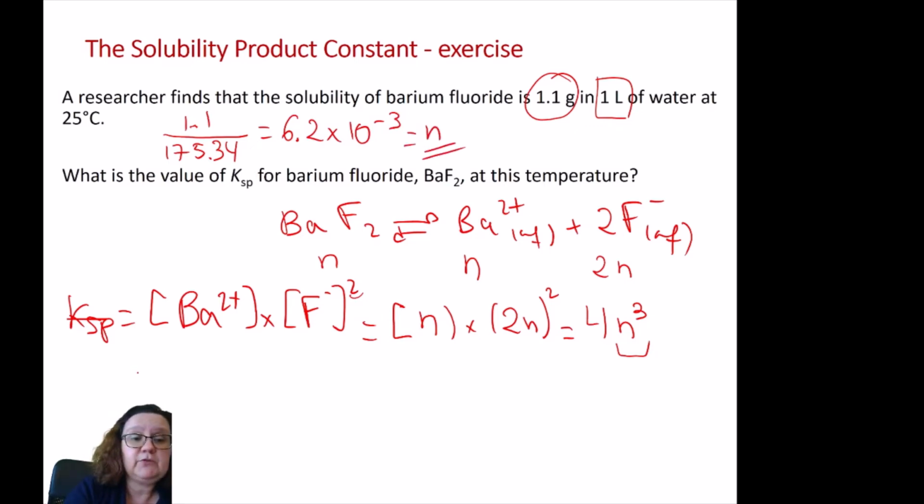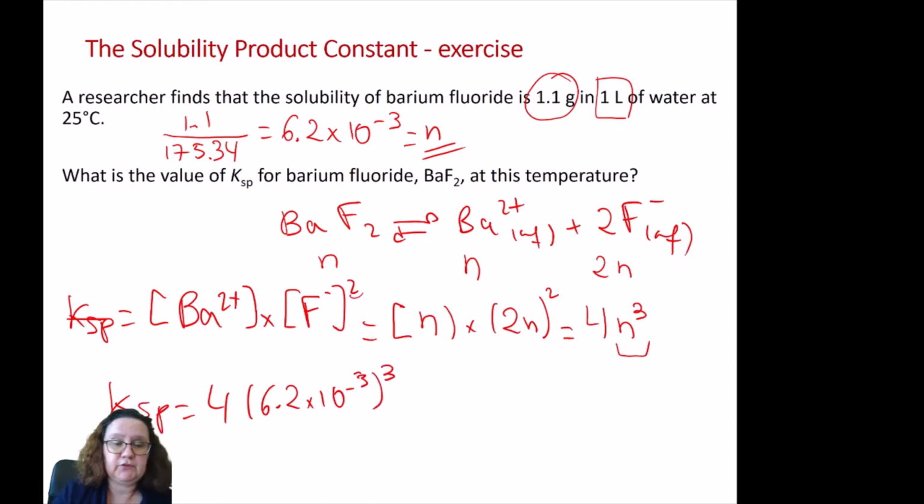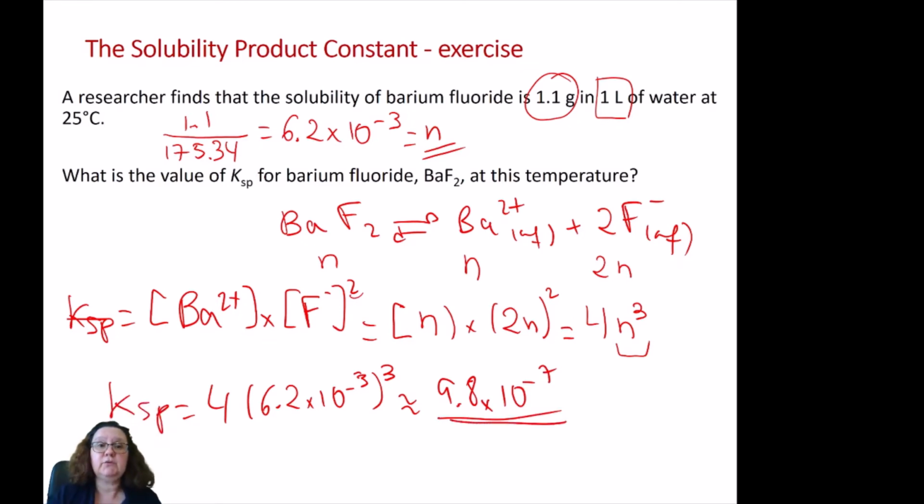So now if I substitute in my equation, to the power of 3, and that is, give or take, 9.8 times 10 to the minus 7. So that is the solubility product constant for barium fluoride at 25 degrees.